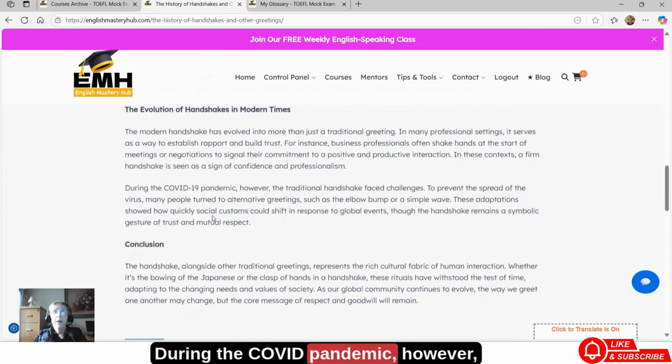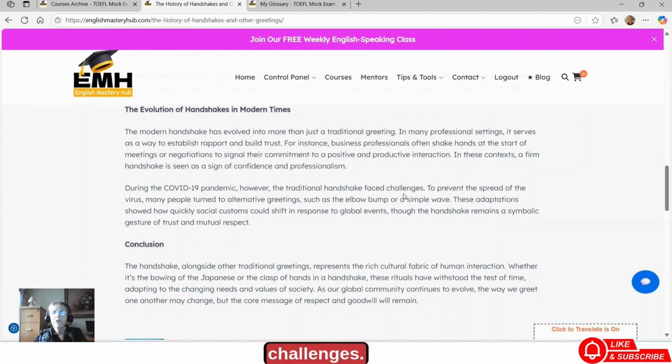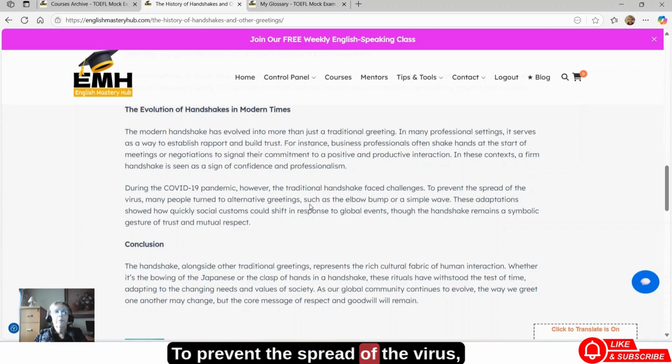During the COVID pandemic, however, the traditional handshake faced challenges. To prevent the spread of the virus, many people turned to alternative greetings, such as the elbow bump or a simple wave. These adaptations showed how quickly social customs could shift in response to global events, though the handshake remains a symbolic gesture of trust and mutual respect.